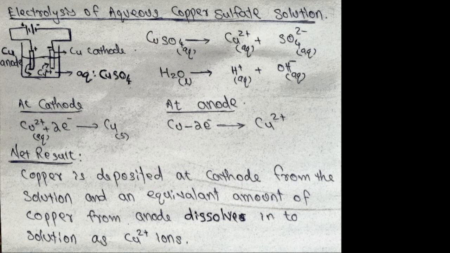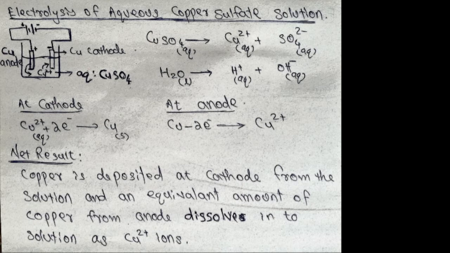Okay, so at anode there are three possible oxidation reactions. Oxidation of SO4 2 minus, OH minus, and also another possible oxidation reaction. Here the anode is made up of copper. This copper loses 2 electrons and changes to Cu2 plus. These are the three possible oxidation reactions at anode. Okay. Here oxidation of Cu to Cu2 plus has the higher tendency, higher possibility. That's why oxidation of copper takes place at anode.